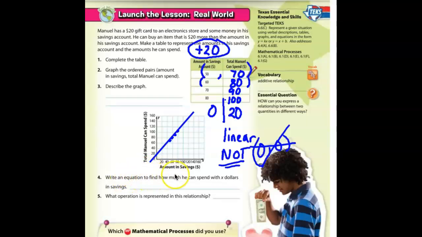So write an equation to find out how much you can spend with x dollars in savings. So that's the dependent variable. The dependent variable is the total amount we can spend. The total amount we can spend is equal to the amount in savings, so let's just call that S, so whatever we have in savings, plus $20. This is going to be the equation that we write. And so what operation is represented in this relationship? Go ahead and answer that for me. Okay, clearly it's addition.